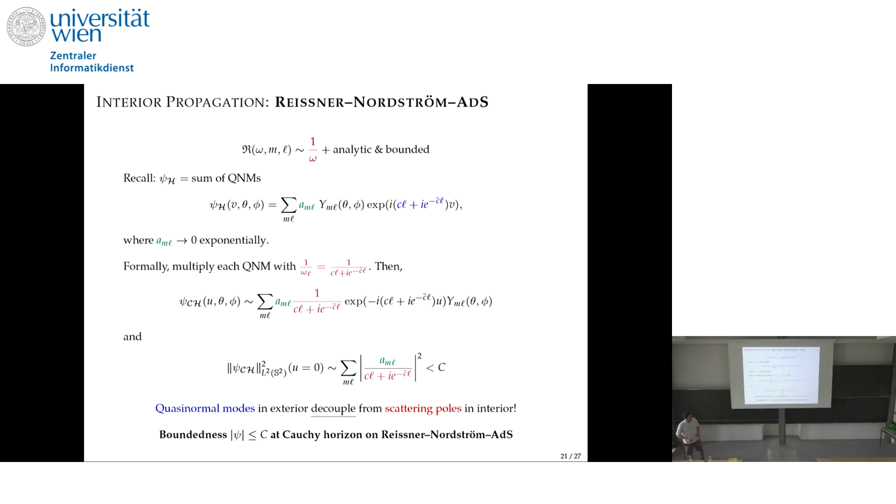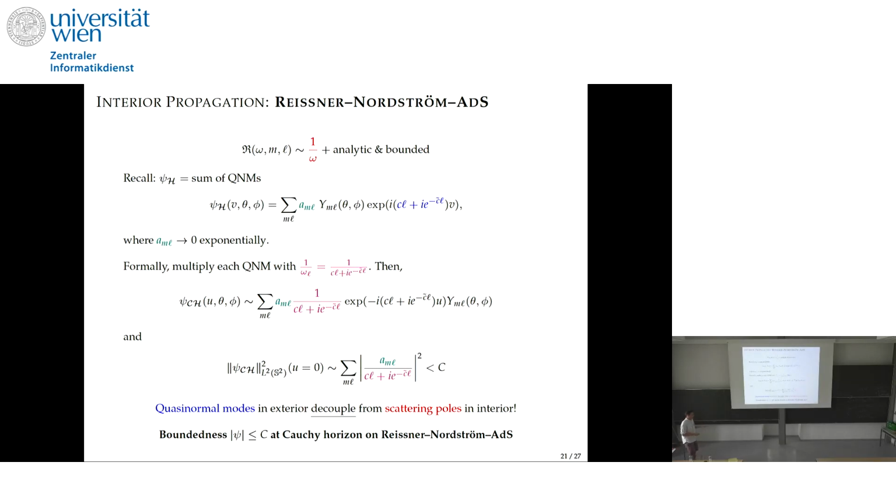There's no problem. And the reason is that the exterior quasi-normal modes, which maybe give rise to the slow decay, are actually a high-frequency phenomenon, so omega being very large. And the scattering poles in the interior, if you don't have rotation, are only at omega equals zero. So in Fourier space, those two problems which may give rise to instability actually decouple, and we have stability and, in fact, boundedness. Okay.